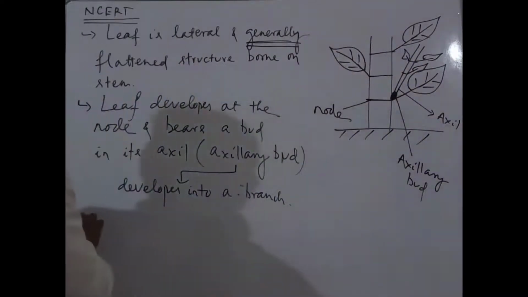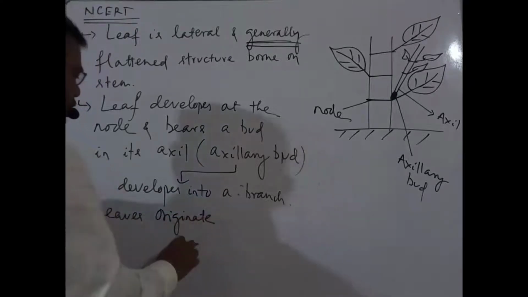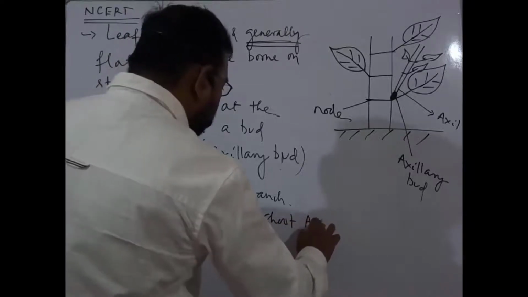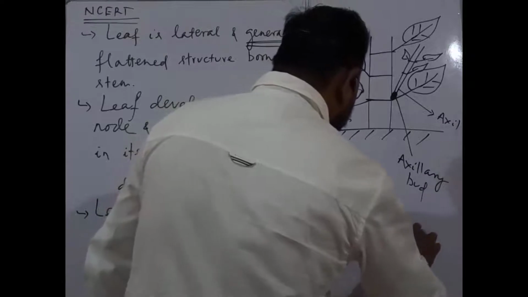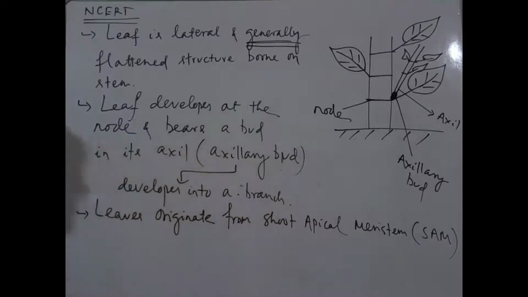सो यू कैन राइट द नेक्स्ट पॉइंट. जस्ट हैव द टच विद द एनसीईआरटी पेज नंबर 69. Leaves originate from shoot apical meristem, or shortly it is known as SAM, shoot apical meristem or SAM. जो लीफ का ओरिजिन हुआ है वो shoot apical meristem से है.